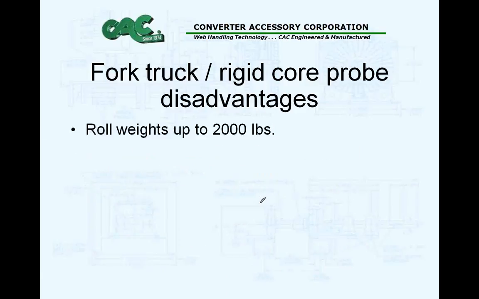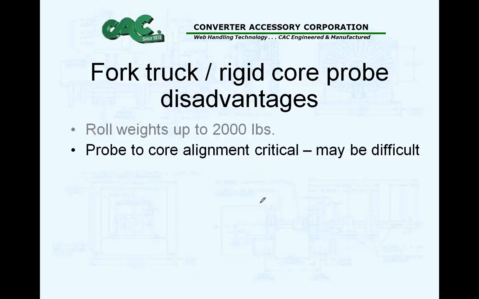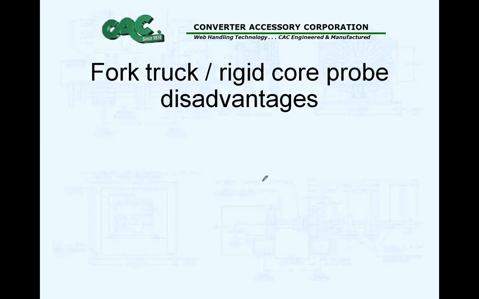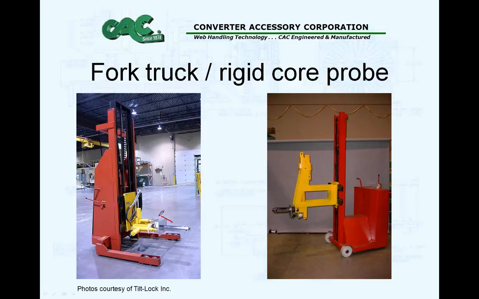Some disadvantages: these are designed to handle rolls up to about 2,000 pounds maximum, and the probe to core alignment is relatively critical with this unit. If you take a look at the picture, since this probe is rigidly connected to the fork truck, it's important to have the probe directly in line with the center line of your roll of material.